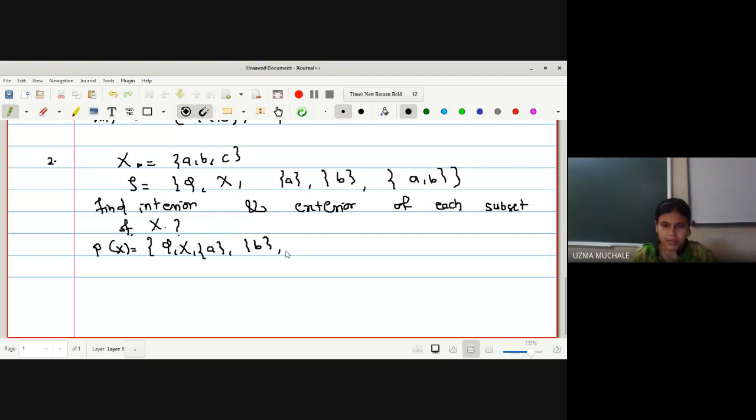Try to write down with me so that at least once you have this example written down when you are going to appear for the exam. Okay, so you should know at least in the exam how to solve these types of examples. Now, what is our aim to find out? Find the interior and exterior of each subset of X. Okay, first we'll find out the interior. First we'll find out all the interiors, and then we'll find out the exterior.